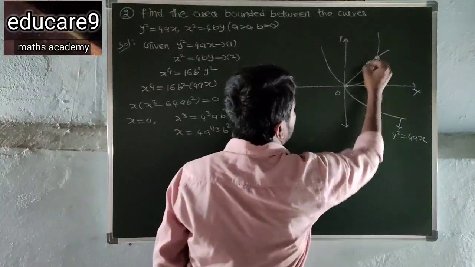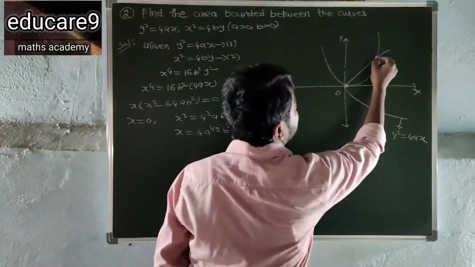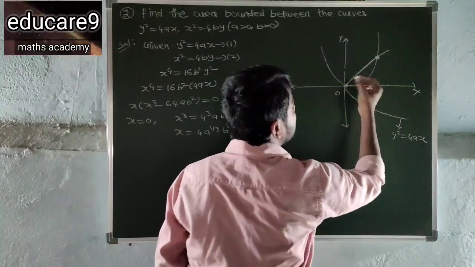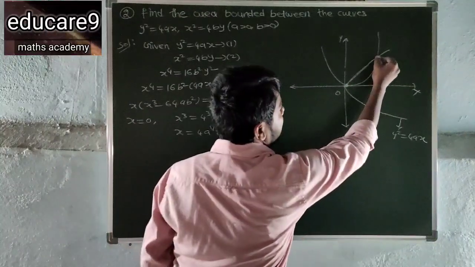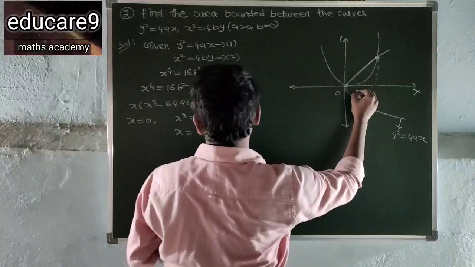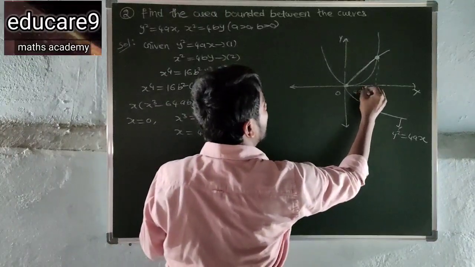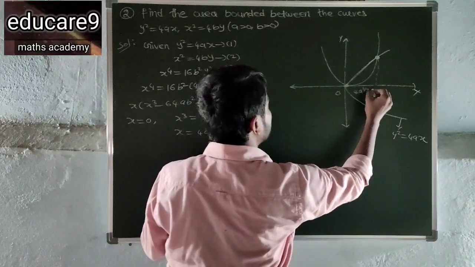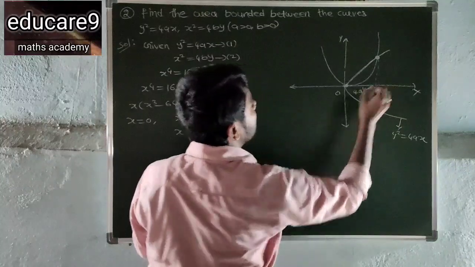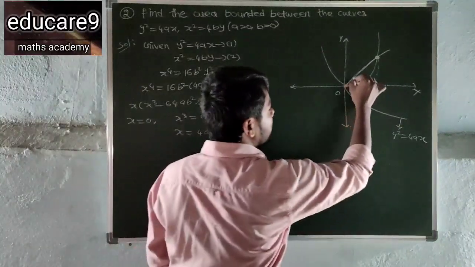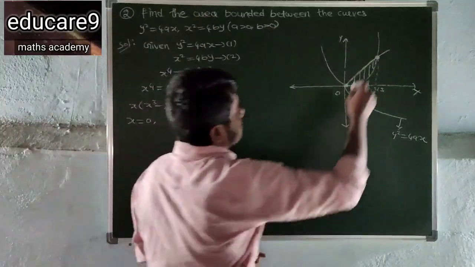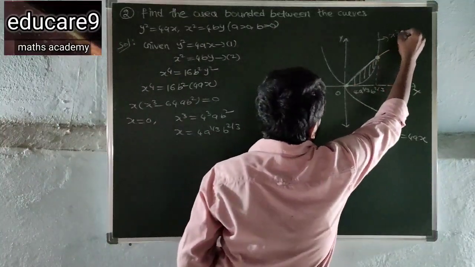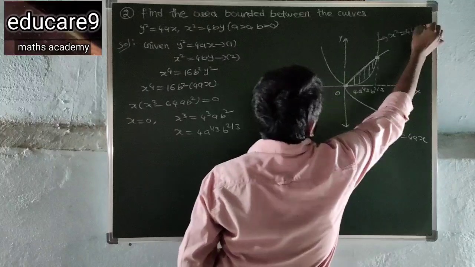So clearly these two are the points of intersection. So this is 0 comma 0. See here, and this length is what? 4a power 1 by 3 b power 2 by 3. Now here you need to find this area. Okay, so this is x square is equal to 4by.